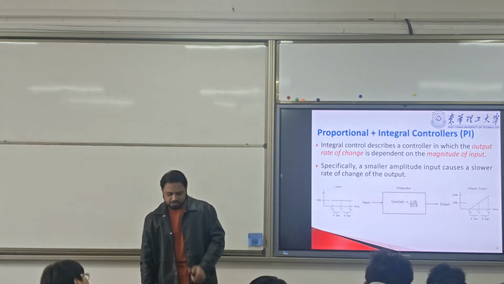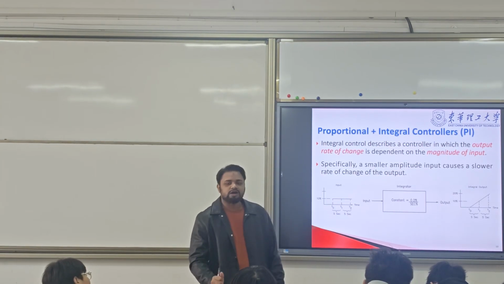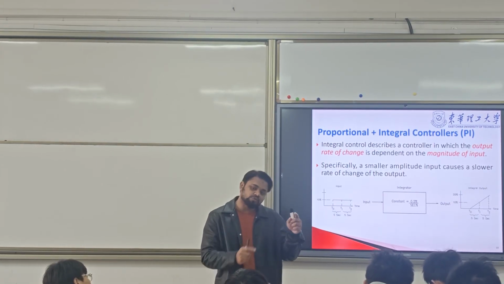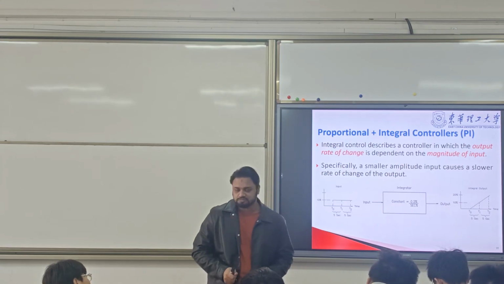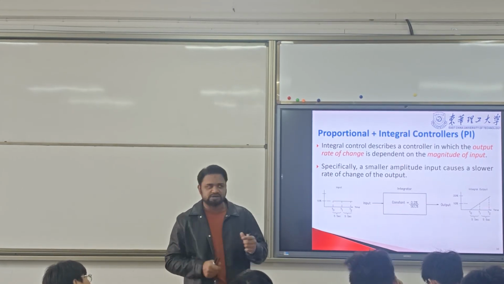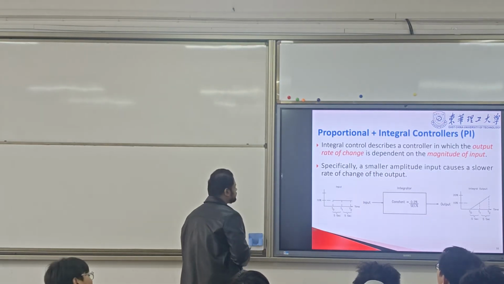Now, the problem is we already know the system will eventually become unstable. So, what do we need? We need to use another controller with this proportional control. With proportional control, we need to use another controller like integral control. What is the integral control?